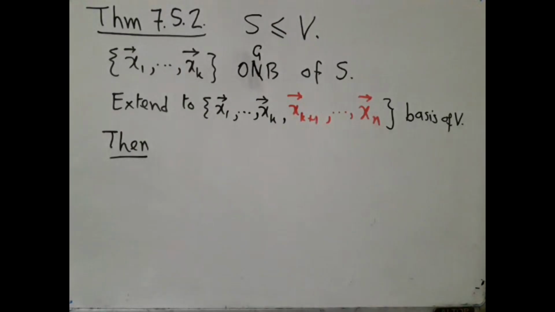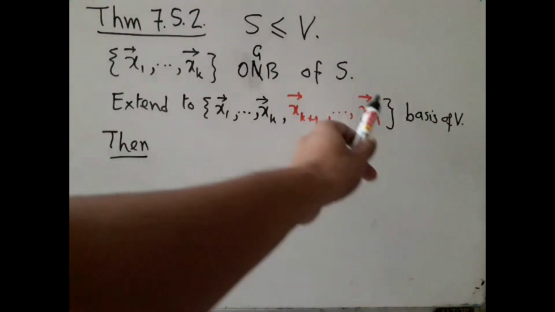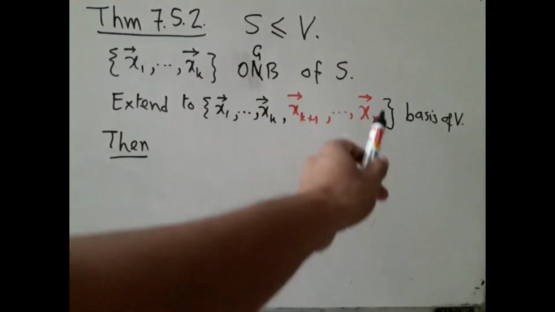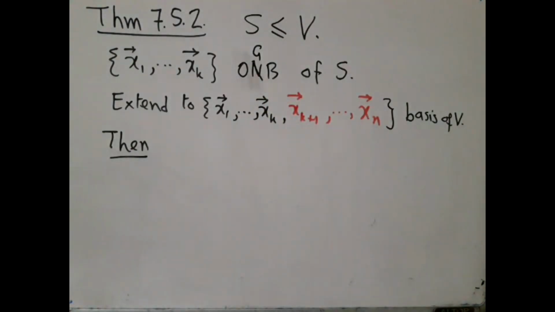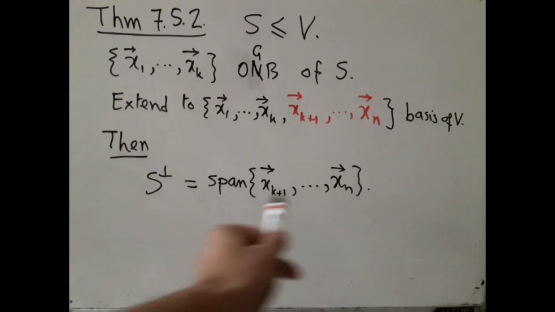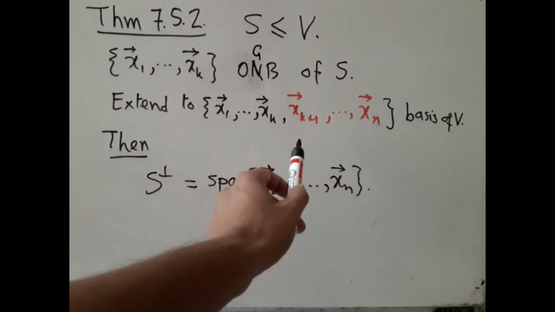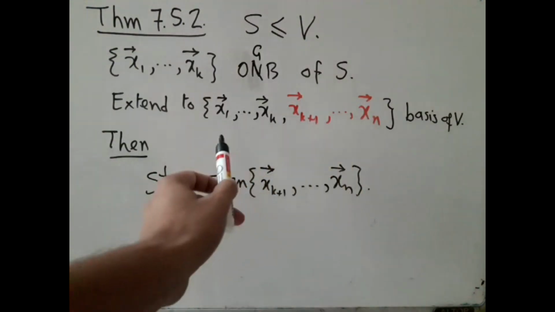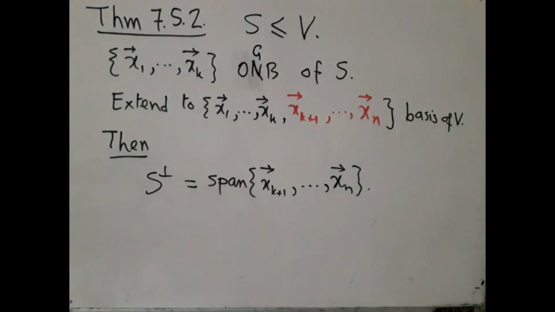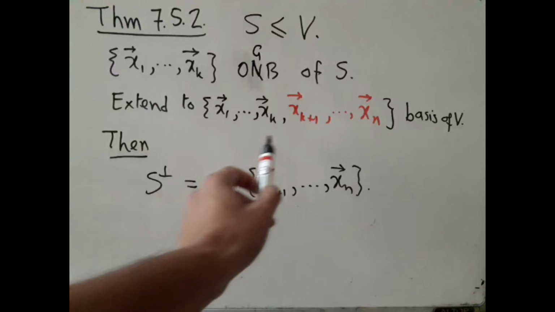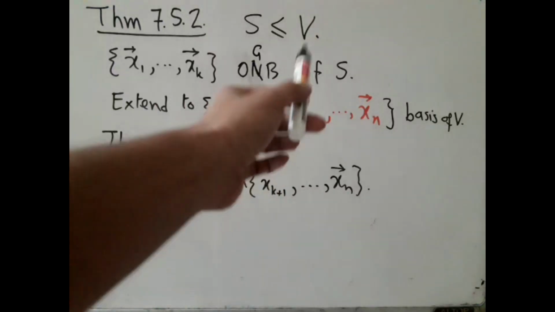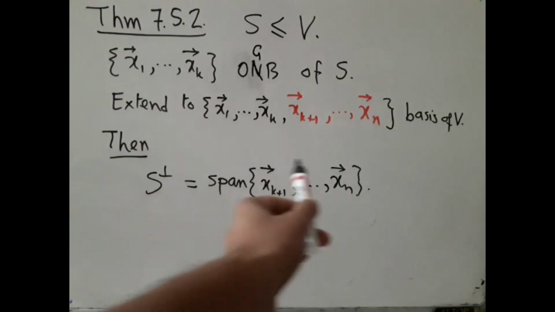Then, if you consider the space spanned by these red vectors, this extra part, that will be your S perp. S perp is the span of these vectors. The proof is pretty obvious, because if I take any linear combination of these vectors, then obviously they must be perpendicular to all these vectors, because the red ones are all perpendicular to the black ones. And conversely, if you take anything which is perpendicular to all these, it is something in V, so you can express it as a linear combination of all the basis vectors.